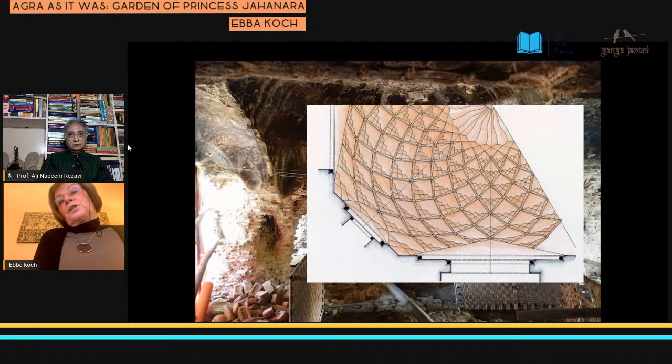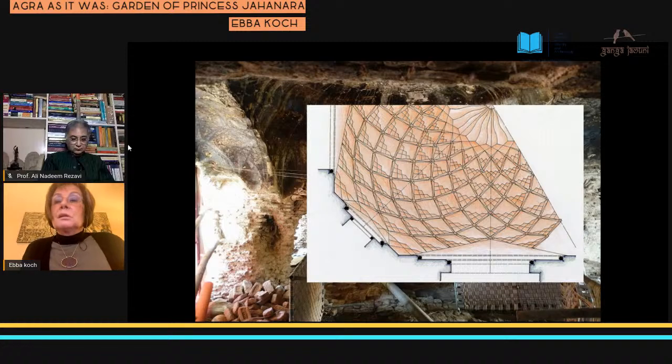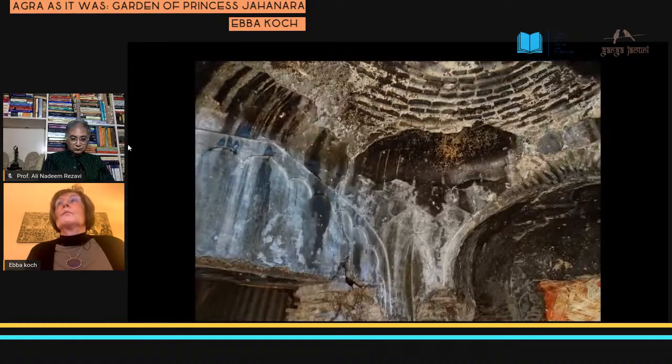Such features, even when a building is in ruin, allow you to date a building by comparing it to related forms. Here's another detail of the vault. Next slide. And the next one.